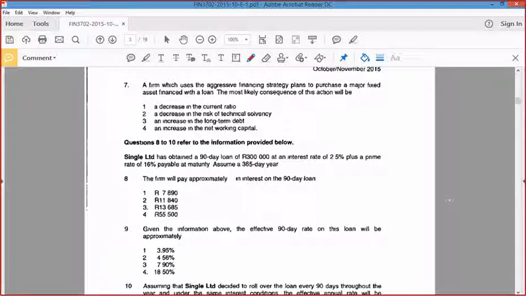Number 4. Increase in the net working capital. If we look at the aggressive financing strategy, to purchase a major fixed asset financed with a loan, what finance are we using to buy the asset? Debt, long-term debt. Short-term. It's aggressive. It's short-term. So if I'm buying a major fixed asset, what's happening to my long-term assets? It will increase. Exactly, because you're financing a fixed asset.